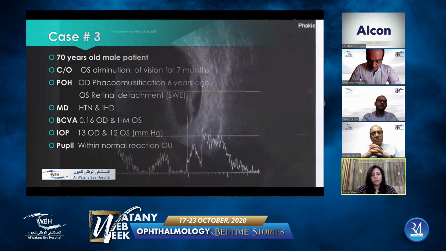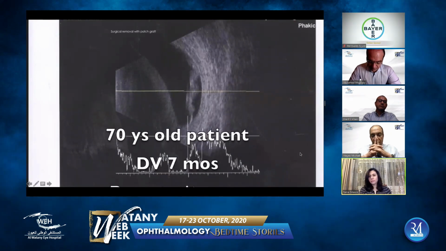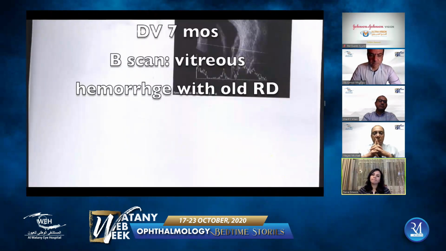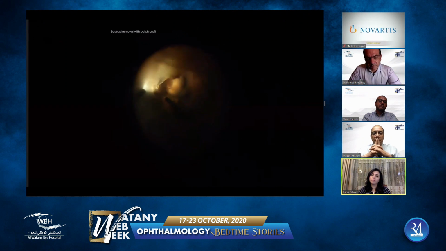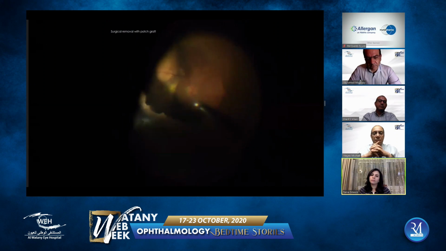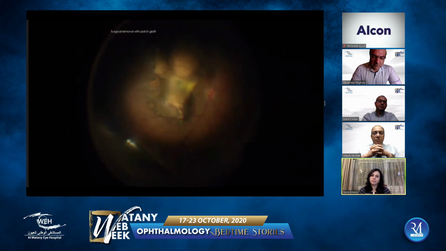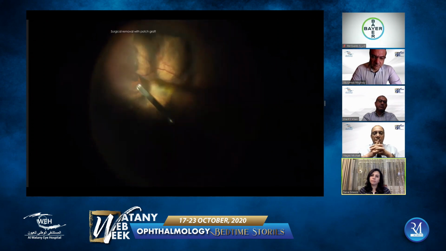And here is the video by Dr. Magid Mikhail. This 70-year-old patient with affected vision for 7 months, and B-scan reported that there was vitreous hemorrhage with long-standing retinal detachment. After removal of the organized blood, I was surprised when I found this huge mass under the macula, and I realized that it could be CNV with a mixture of organized blood and tissue. So I couldn't find any alternative other than to remove this mass with a choroidal patch graft.